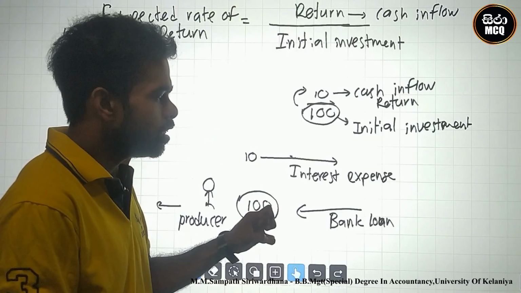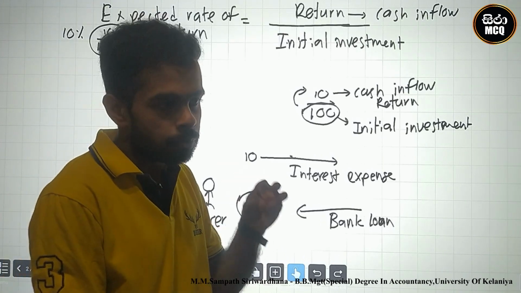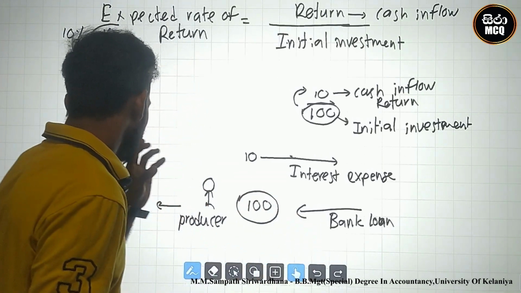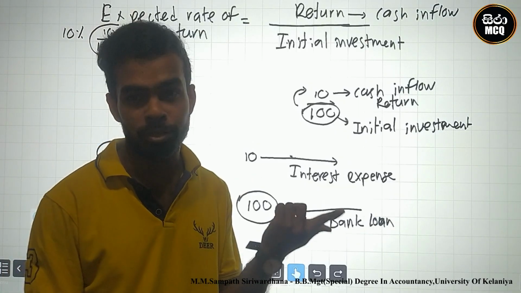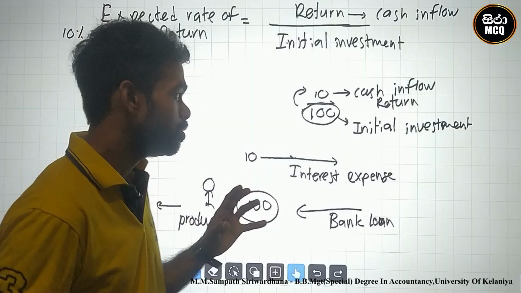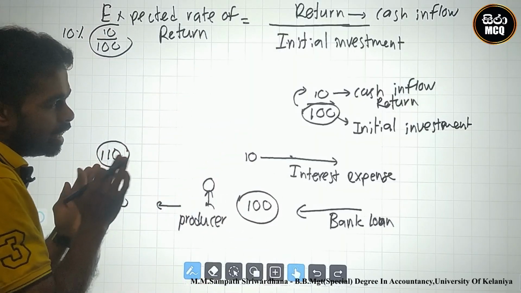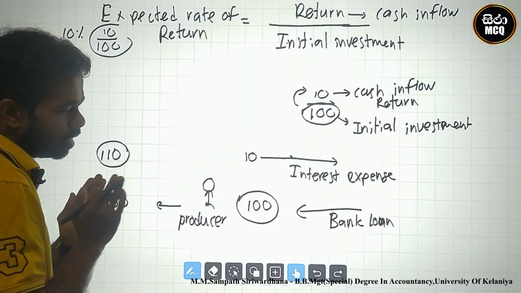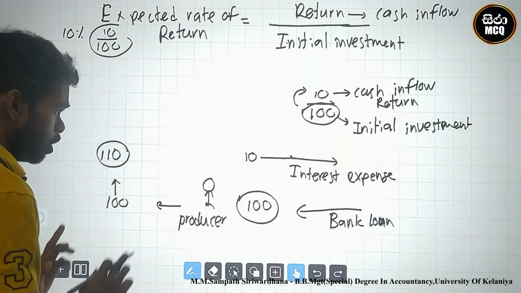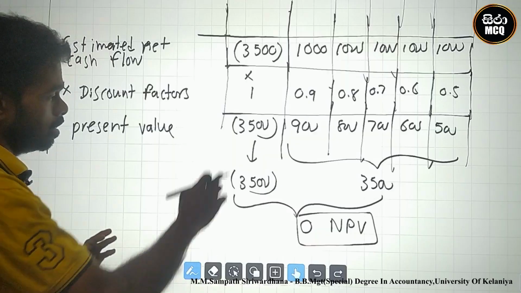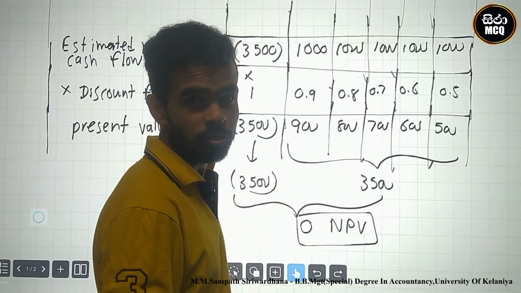Therefore, you expect a return from the biscuit of minimum 10%. Why? You must pay bank loan interest. Therefore, that is the meaning of the 10% interest. Therefore, there are so many discount factors there. Look here. What is the meaning of the discount factors?